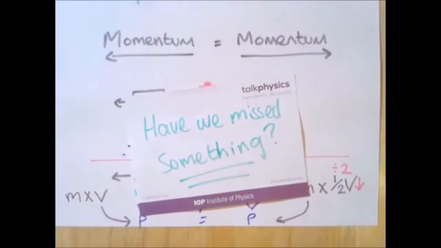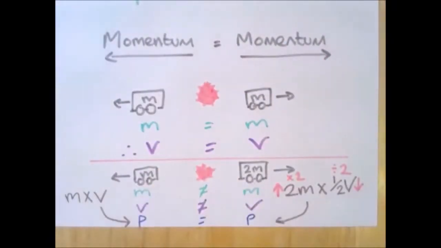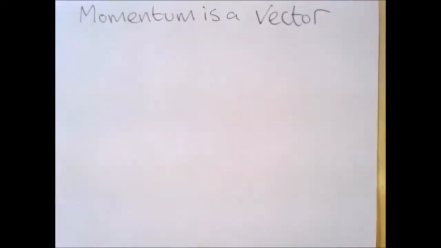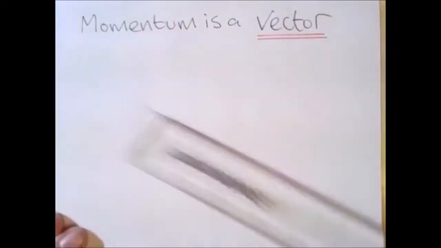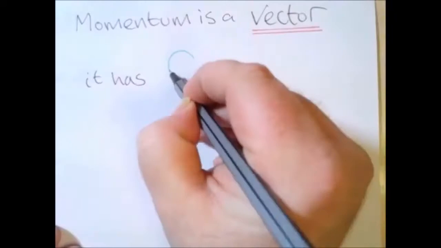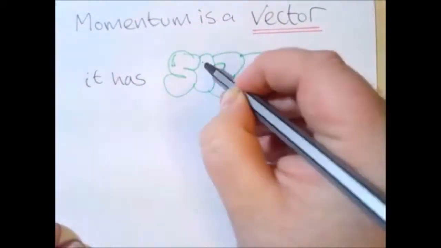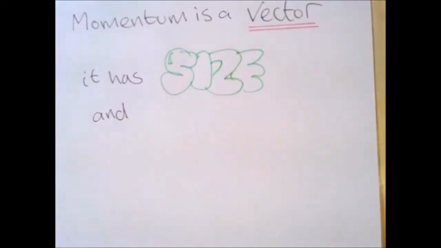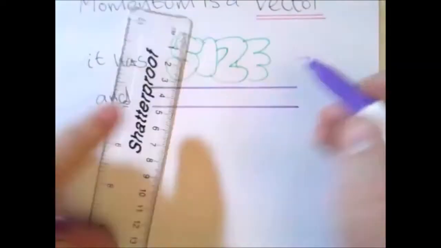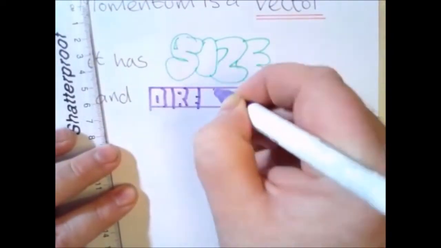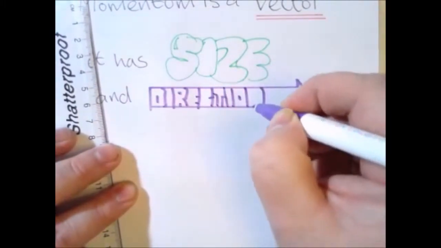But have we forgotten something? Well, p can't equal p, can it? Because if we add two positive numbers together, we'll end up with a positive number. So in order to get back down to p equals 0, we have to have a negative number. And for that, we need to remember that momentum is a vector. So, in other words, it has a size and, of course, a direction. You cannot completely describe a momentum without giving the direction that the momentum is acting in.